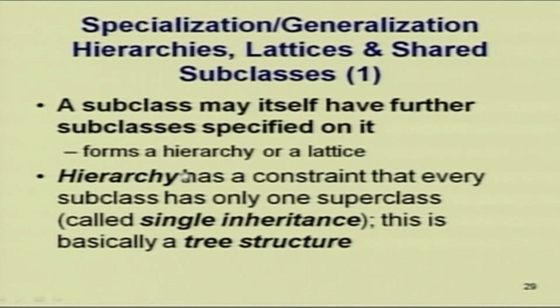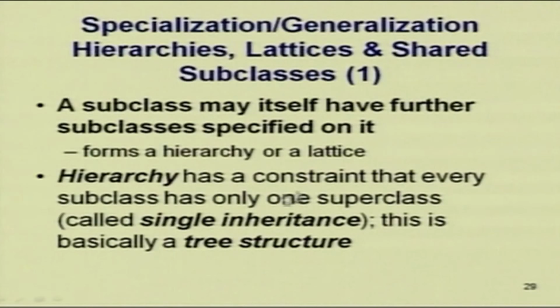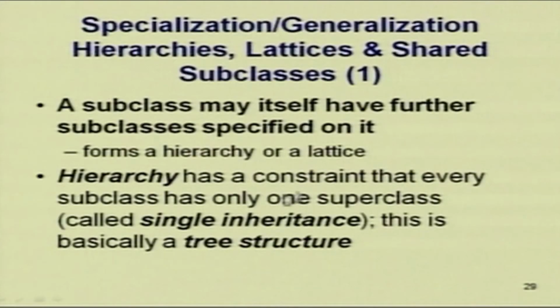Now, in addition to this, specialization and generalization can have hierarchies, lattices and shared subclasses, which are a little more complex. A subclass may itself have further subclasses specified on it. So, this is a typical hierarchy, sometimes called a lattice. Hierarchy has a constraint that every subclass has only one superclass, that is, it cannot belong to more than one superclass. That means it has only single inheritance, and so it is basically a tree structure. That is what is called a hierarchy.